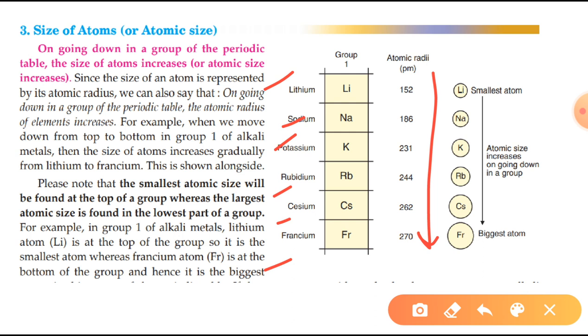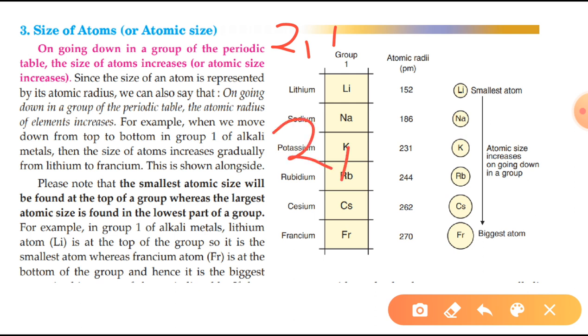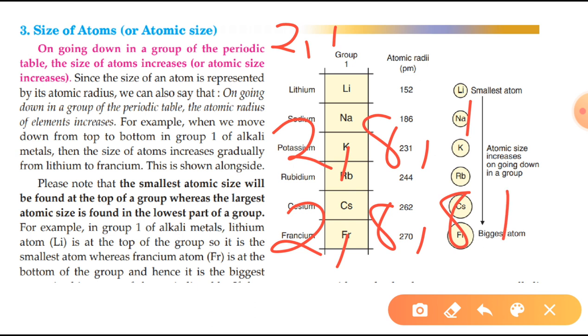There are two reasons for it. The first reason is that when we move down the group, the number of shells increases. Let me give you a clear idea for that. Lithium has configuration 2,1, just because the K and L shells are being filled here. Now sodium has configuration 2,8,1. Then potassium has configuration 2,8,8,1. You can see clearly that 2 shells have been filled here, then 3, then 4. So down the group the number of shells is increasing.